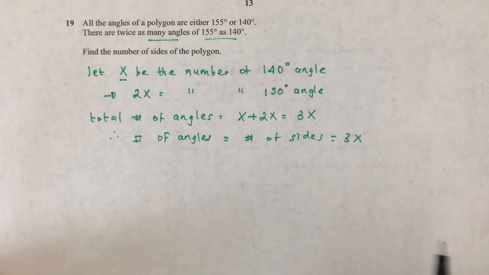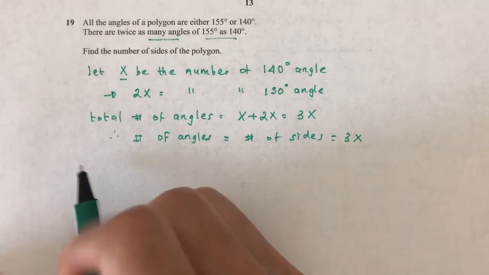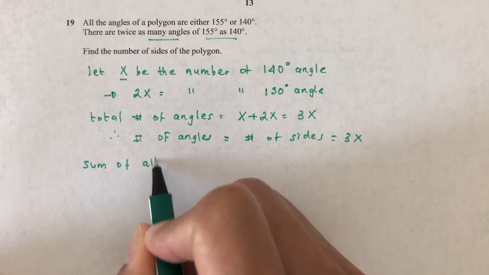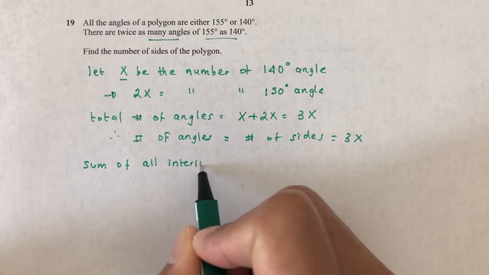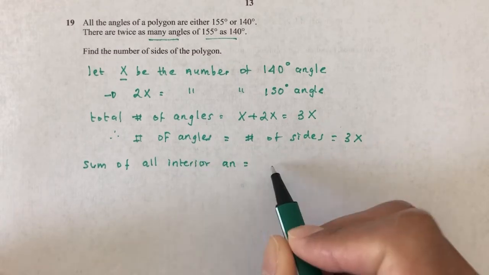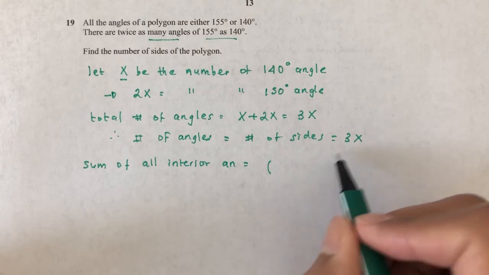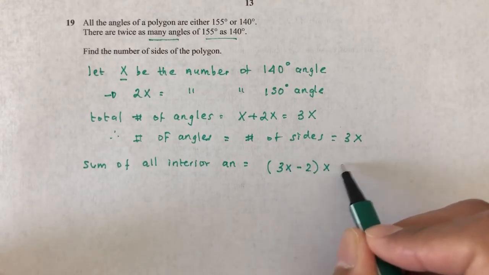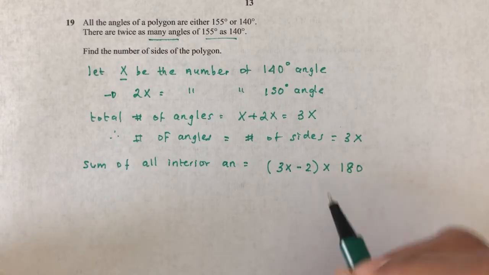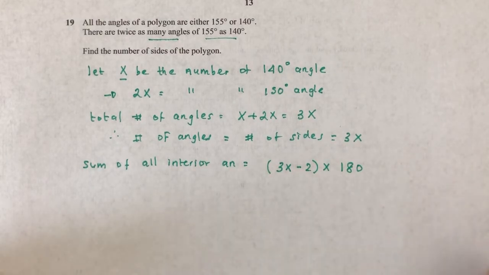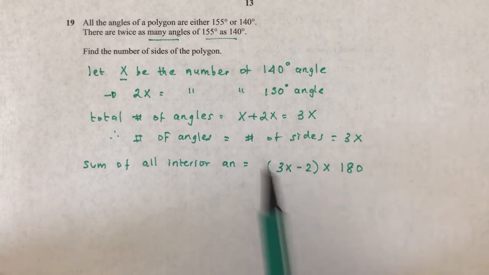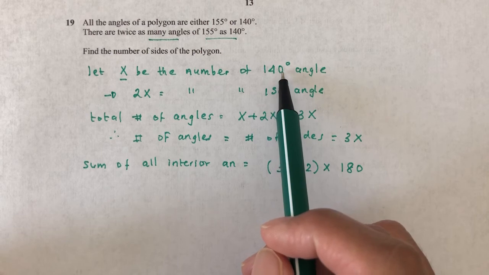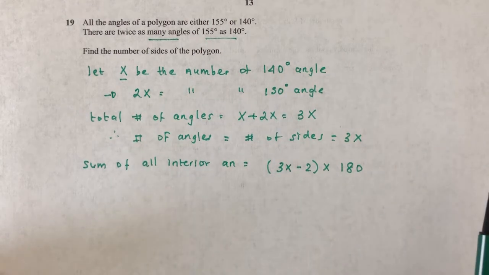So now we have to use a formula. The formula is the sum of all interior angles is equal to the number of sides, which is 3x, minus 2, times 180. Okay, so that will be the sum of all interior angles. So we also know that the sum of all interior angles is the sum of the 140 angles and the sum of the 155 angles. So let's find that.